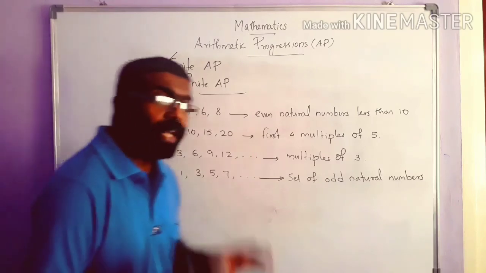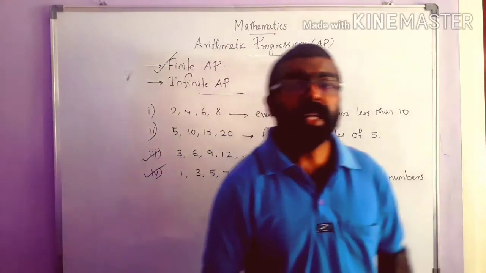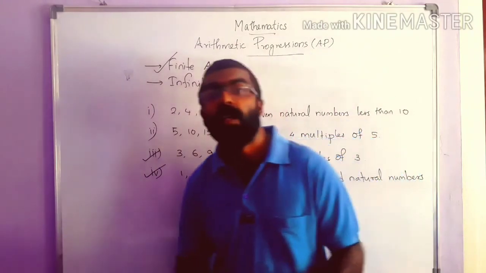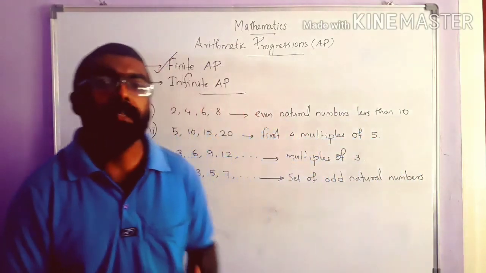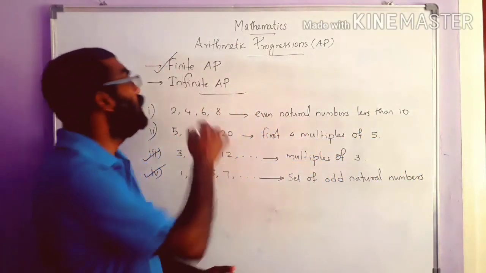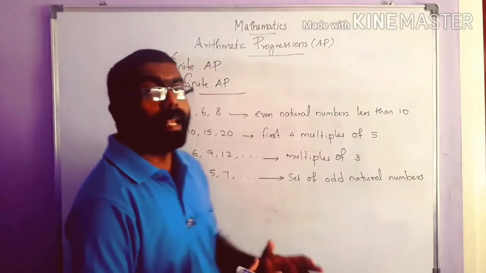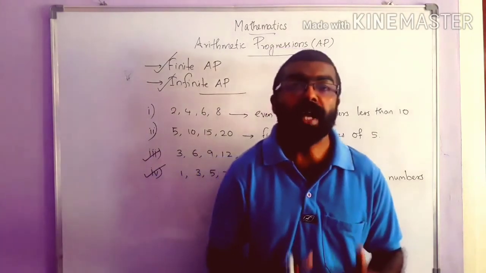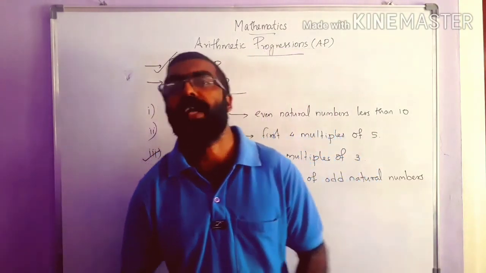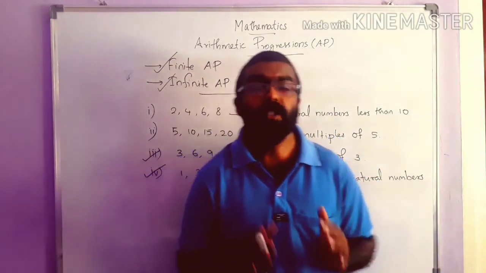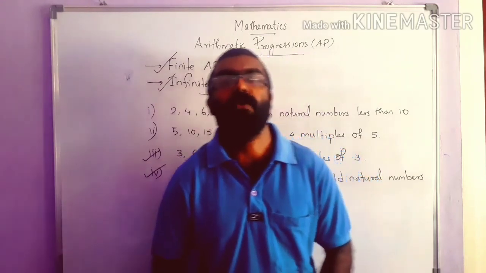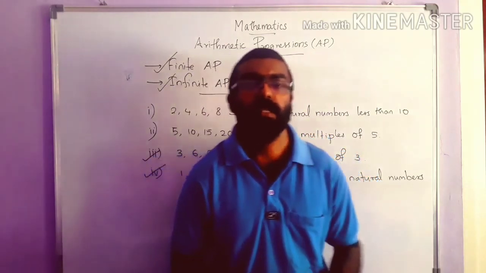Once again, if an AP contains an infinite number of elements, then those APs are called infinite AP. I repeat, an AP which consists of a finite number of elements is called finite AP, and an AP which consists of an infinite number of elements is called infinite AP.